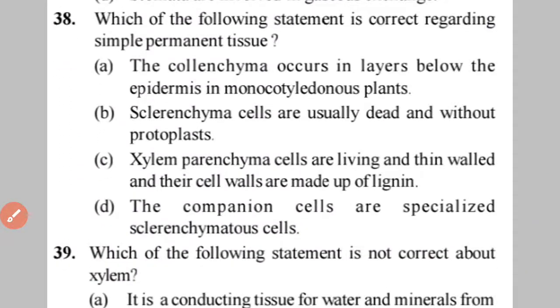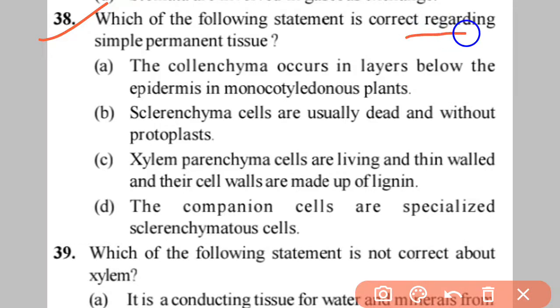Question number 38. Question is, which of the following statements is correct regarding simple permanent tissue? For simple permanent tissue, we have to find out the right one here. So first is, the collenchyma occurs in layers below the epidermis in monocot plants. The second one is, sclerenchyma cells are usually dead and without protoplast.